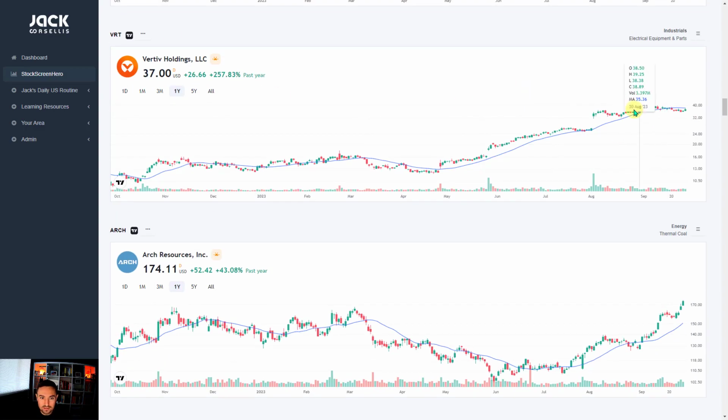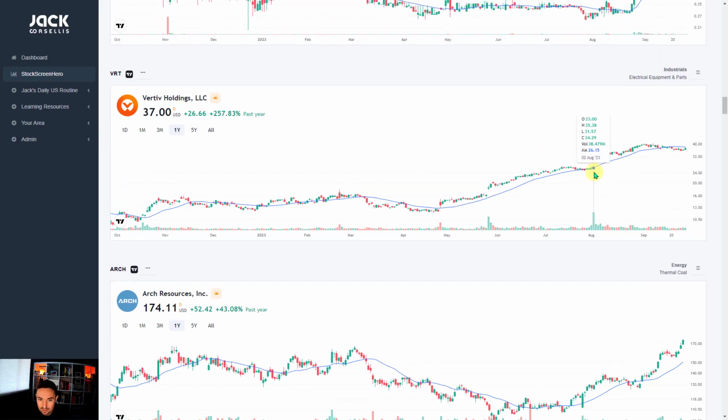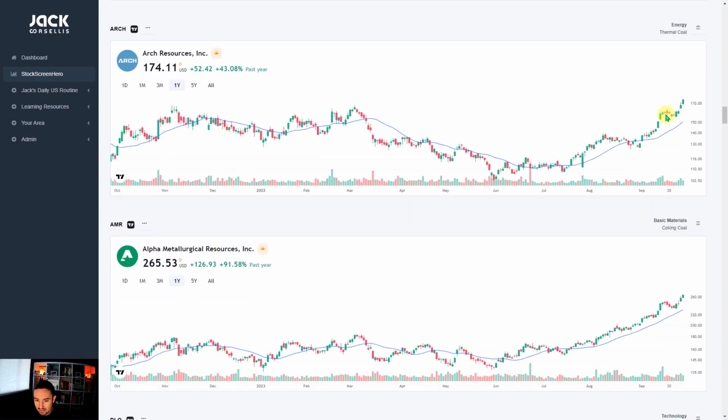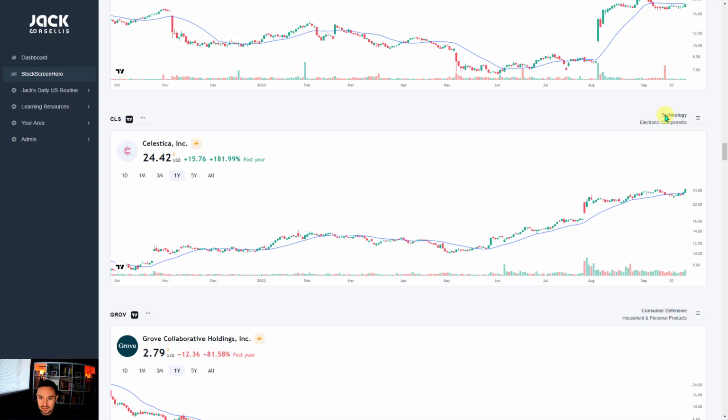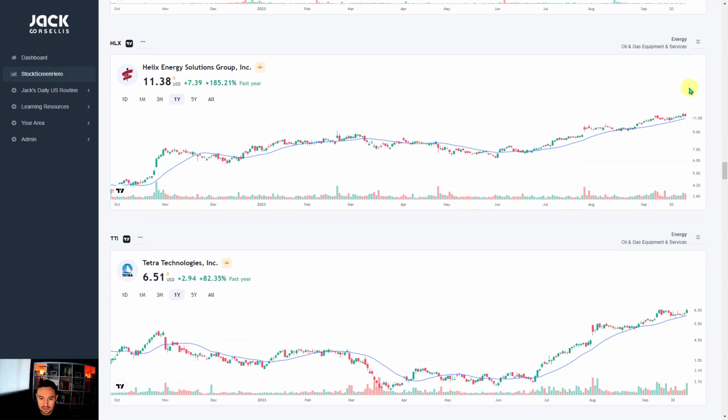Another one here, VRT. Okay, interesting. Good move here. Look at the volume coming through. Below its 21-day at the minute. Maybe it can get back. Okay, interesting. Let me keep going, see what else I can find. CLS. Okay, this is looking pretty strong at this moment in time.